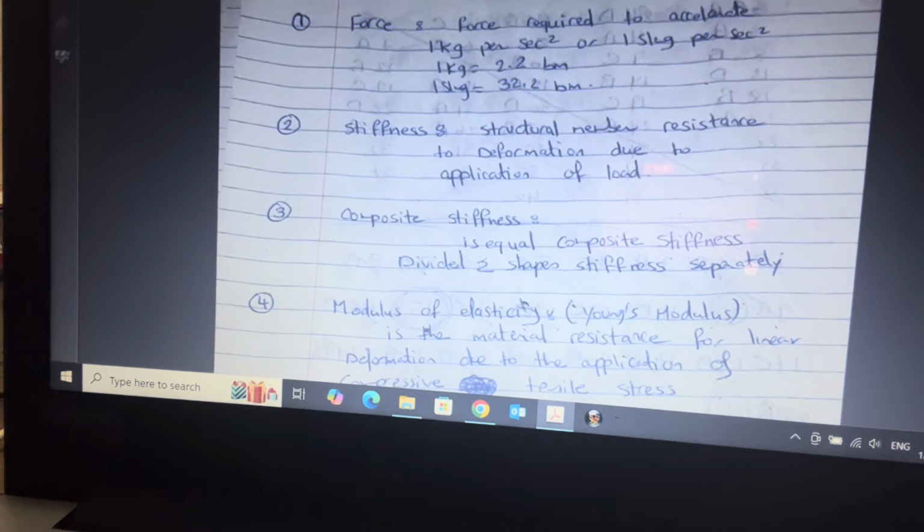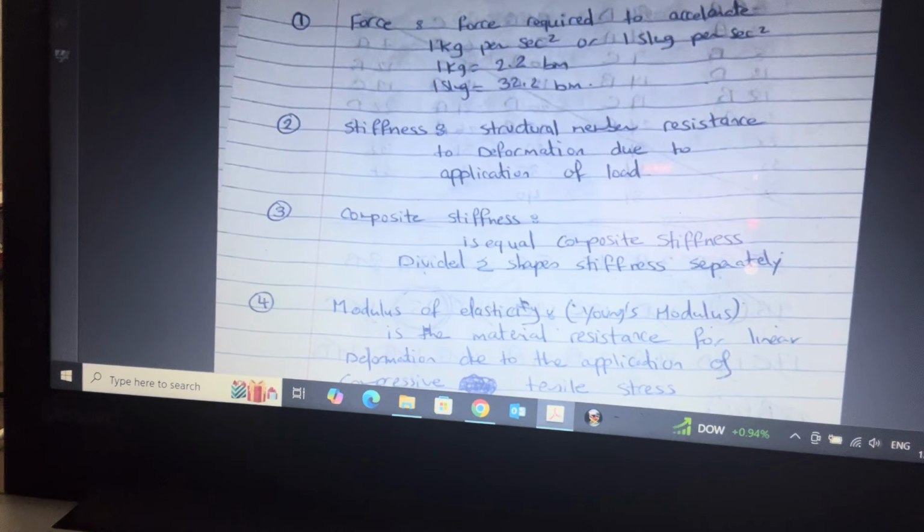We need to know that 1 kilogram is equal to 2.2 pound mass, and also we need to know that 1 slug is equal to 32.2 pound mass.